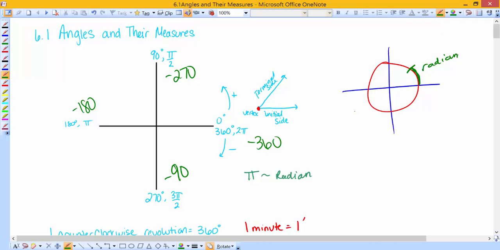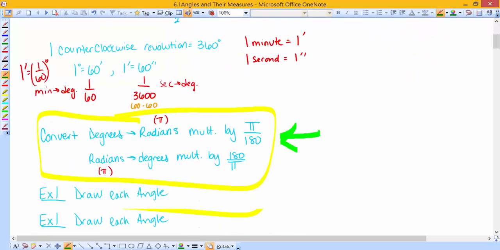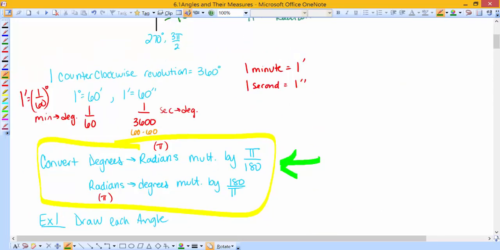We are going to start the review today with just looking at the angles and drawing them. Where do these angles take place on the circle of revolution, the 360 degrees? We're going to come back to these notes in a minute. They are very important for examples that are coming up.